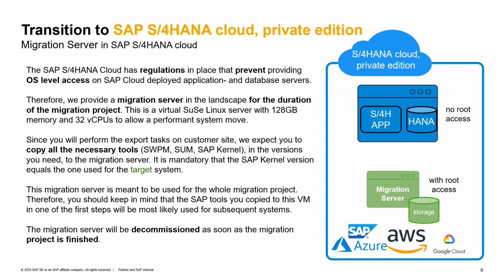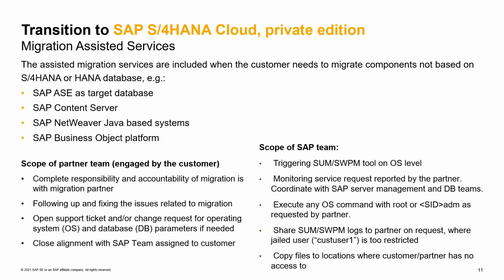The migration server is supported and provided with the Azure, AWS, and Google Cloud Platform hyperscalers, and also for the SAP data center. In case your customer's landscape includes components that need to be migrated besides the ECC or S4HANA that are running, for example, on SAP ASE or the Twiver Java systems, the migration assisted services will be included to assist you as a partner with the migration.